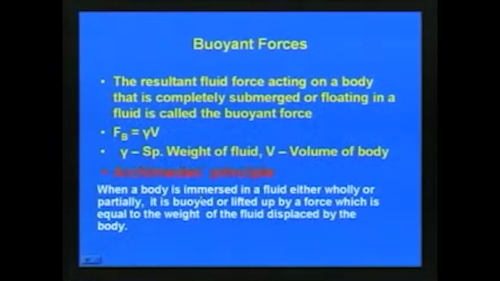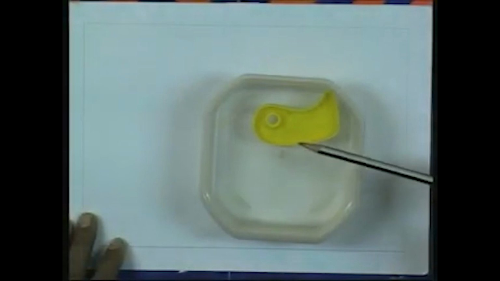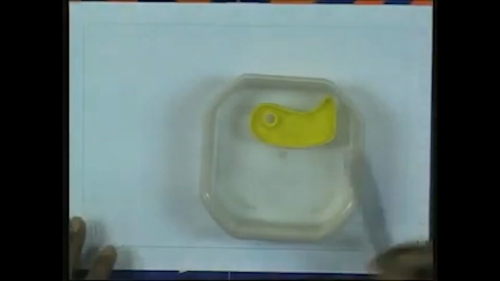Based upon this buoyant force, Archimedes formed a principle called Archimedes principle. It is defined as: when a body is immersed in a fluid, either wholly or partially, it is buoyed or lifted up by a force which is equal to the weight of the fluid displaced by the body. So this is called the Archimedes principle. In the case of a floating, partially submerged body, how much fluid is displaced with respect to its weight should be equal to the force acting upon the body. That is the Archimedes principle.